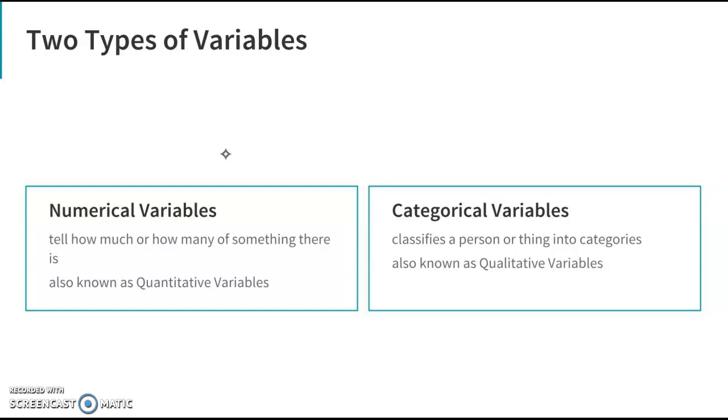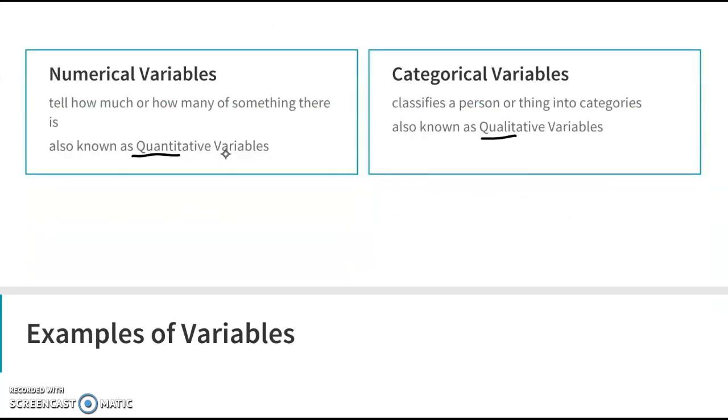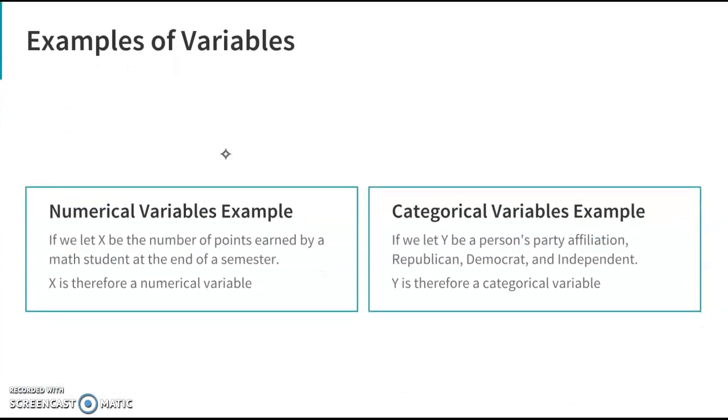Okay, so how I break it down is the root word of quantitative is quantity, so number. The root word of qualitative is quality, a quality of something or a category of something. Now we can let X be the number of points earned by a math student at the end of the semester. Since X is representing points, that is a numerical variable. If we let Y be a person's party affiliation, Republican, Democrat, or Independent, because Y is one of those three categories, it's a categorical variable.